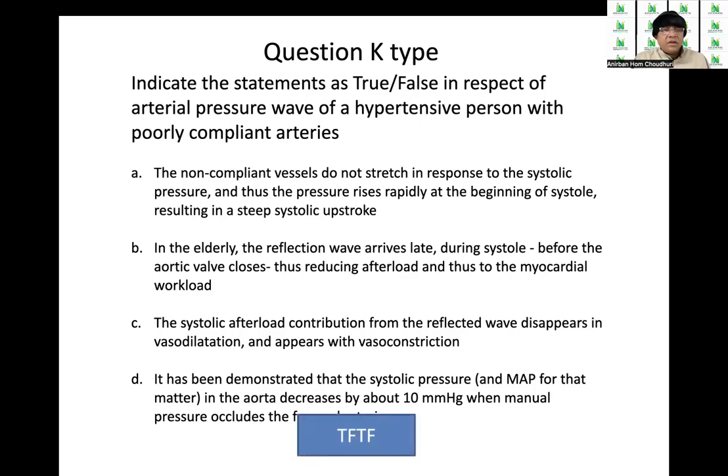So the first option is correct, as you can very clearly understand. The second option is false because the reflection arrives very early, and therefore the aortic valve closes after, and therefore it increases the afterload and increases the myocardial workload. So it is just the opposite of what is stated. And again, in option D, the systolic pressure in the aorta increases by about 10 millimeters of mercury when manual pressure occludes the femoral artery, for the same reasons of the reflected wave.